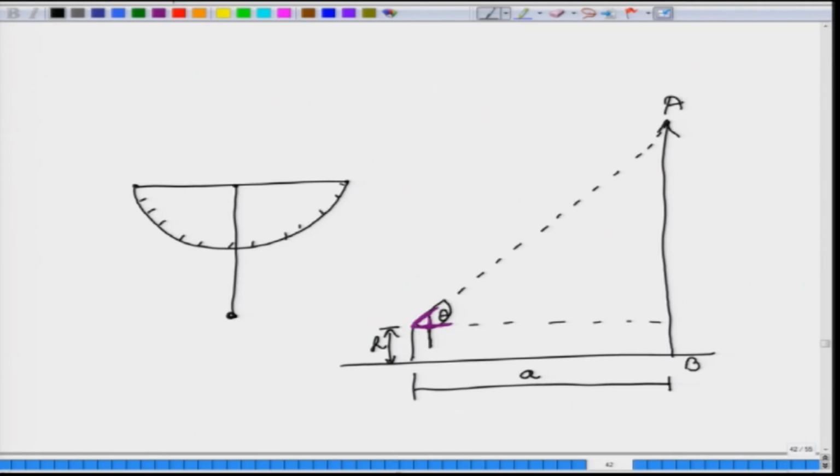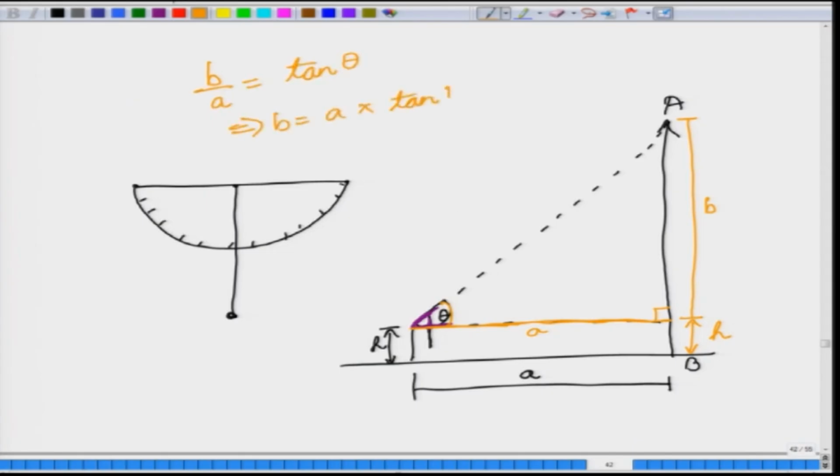Now, the height of the tree can be measured like this. Here you have an angle of 90 degrees. This line has a length of a, small a. Let us say that this much is equal to b and this much is equal to small h. Now, because we know the value of theta, we can write that b by a is equal to tan theta, or b is equal to a into tan theta.